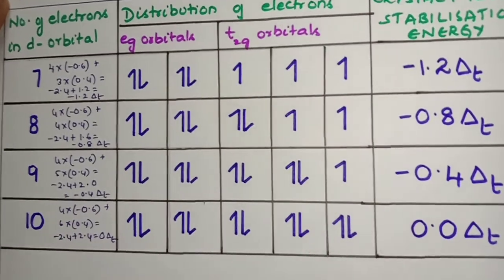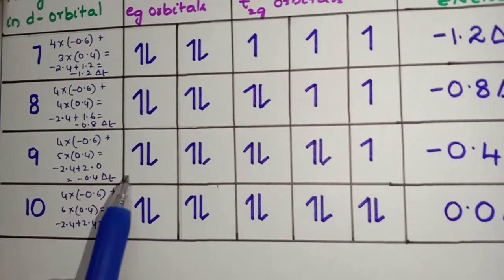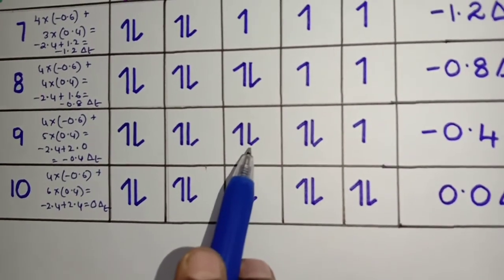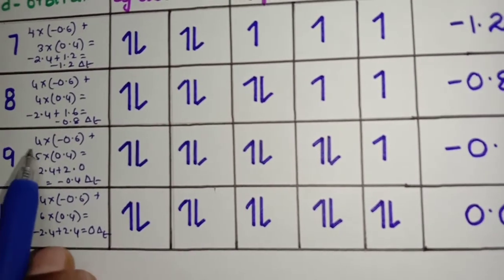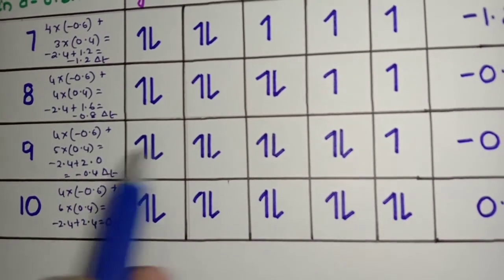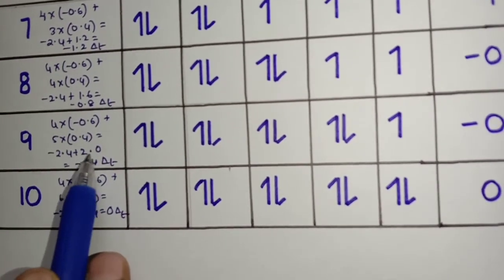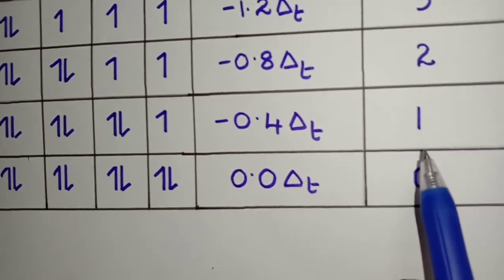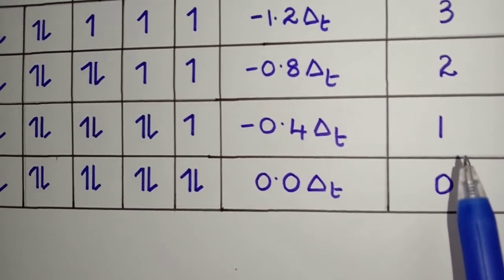If the number of electrons in d orbital is 9, entry of electrons into EG and T2G orbitals. First, second, third, fourth, fifth, sixth, seventh, eighth and ninth electron. Next, how many electrons in EG orbitals? 4. 4 into minus 0.6 plus how many electrons in T2G? 1, 2, 3, 4, 5. 5 into 0.4 is equal to minus 2.4 plus 2.0 is equal to minus 0.4 delta T. The same I have written here. Number of unpaired electrons will be 1. So this is the case when number of electrons in d orbital is 9.